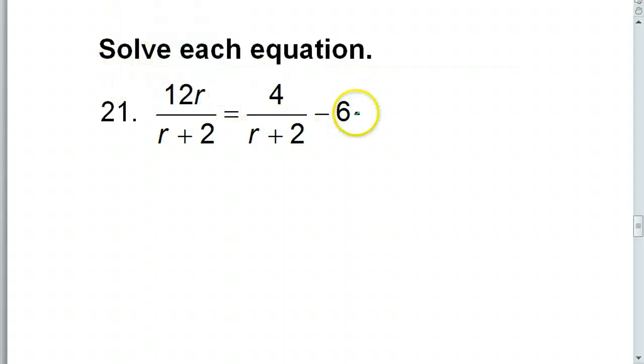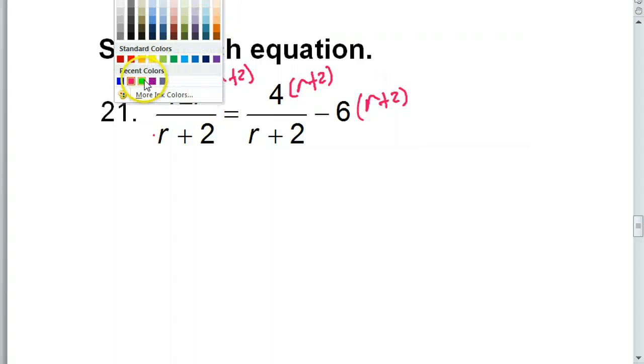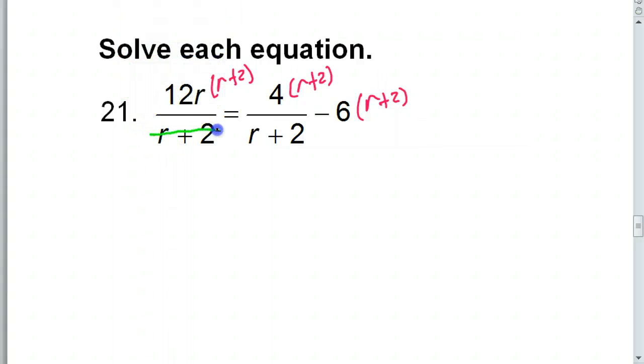r plus 2. All right, so I'm going to multiply by r plus 2 everywhere. r plus 2, r plus 2, r plus 2. So what happens is the r plus 2's cancel out. All denominators should end up canceling out. So these r plus 2's cancel out. Okay, so that's going to leave us with 12r is equal to 4.